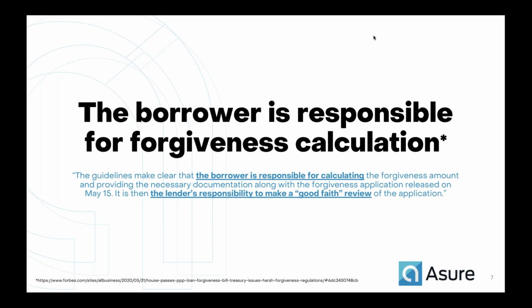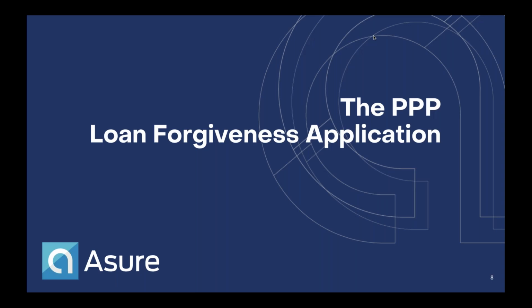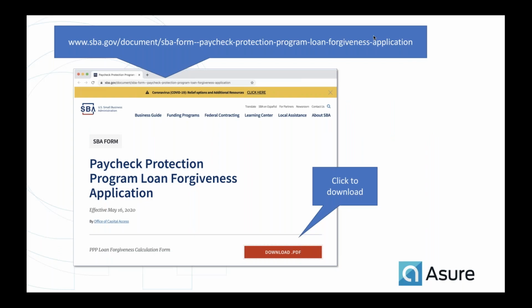So with that, let's go ahead and jump in and actually look at the application. If you haven't yet, just go to sba.gov, and you don't have to even read that URL. It's super easy to navigate. Just click on sba.gov and you click to COVID help and you'll see the Paycheck Protection Program links. They're very self-evident, so is the loan forgiveness application. So just click the big old red button in the bottom right to download the form.